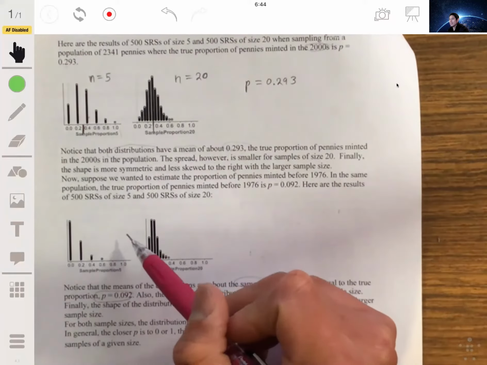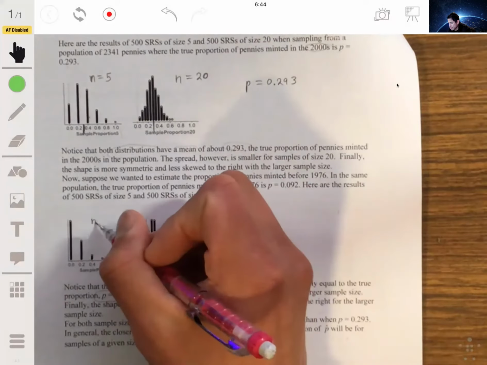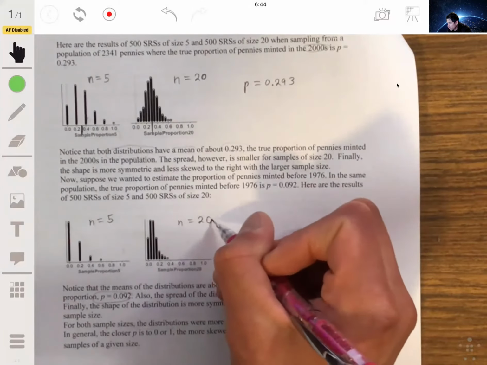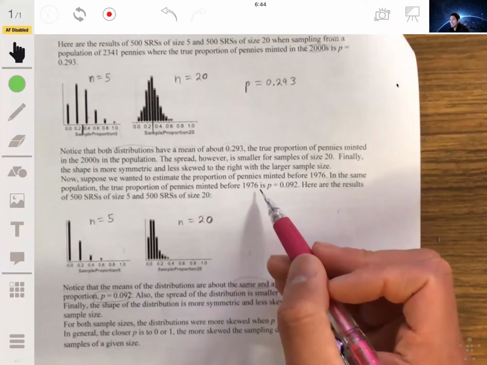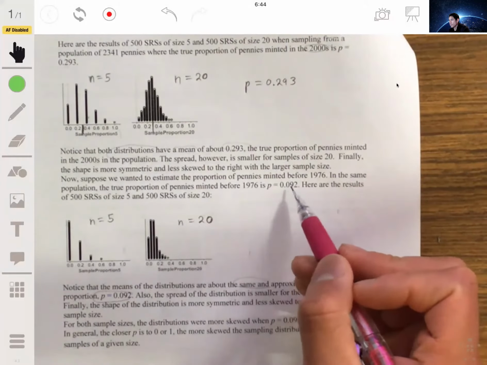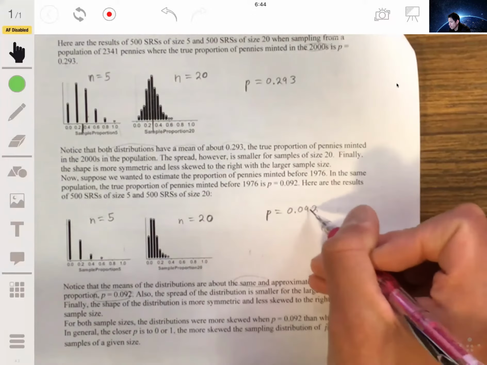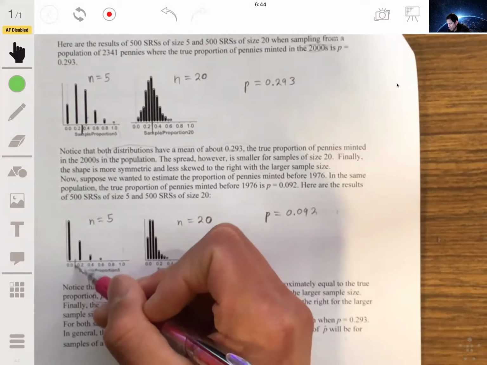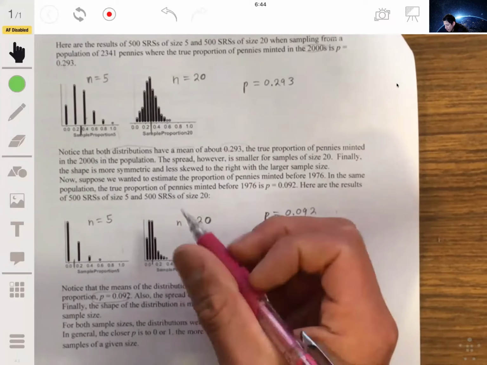Here we now take another 500 samples of size 5 over here, and then this size is 20. But in this case, we're looking at the proportion of pennies minted before 1976, where the true proportion is 0.092. And so 0.092 would be maybe something like over here, and maybe over here for that.